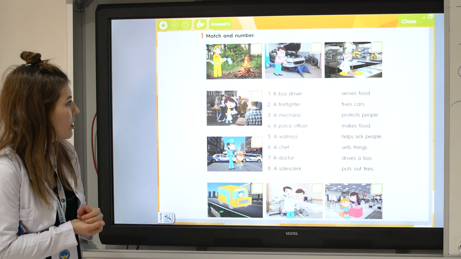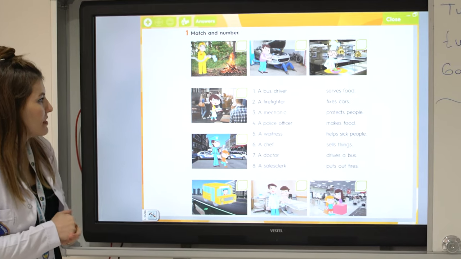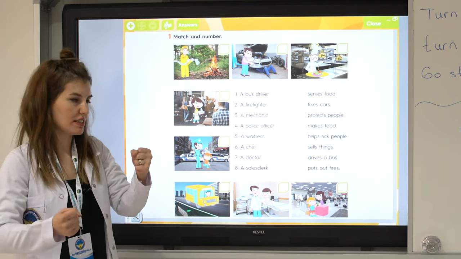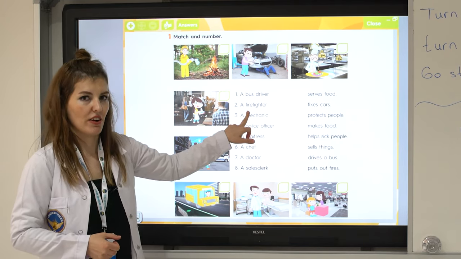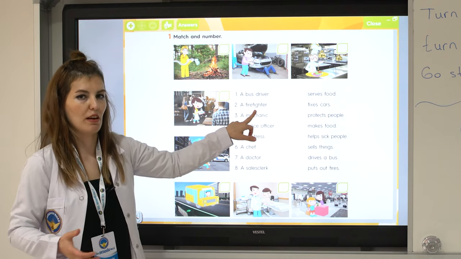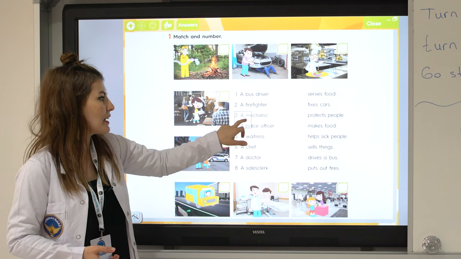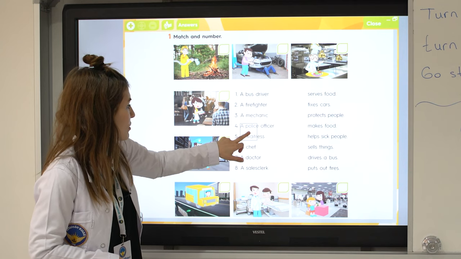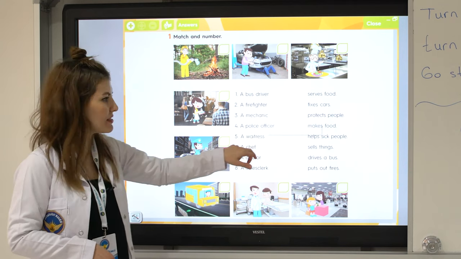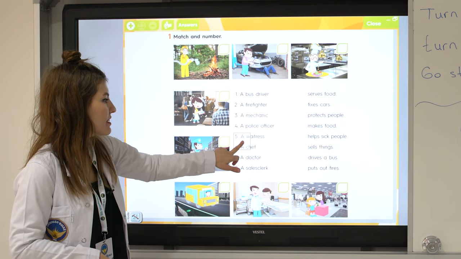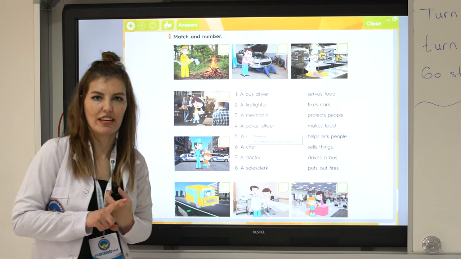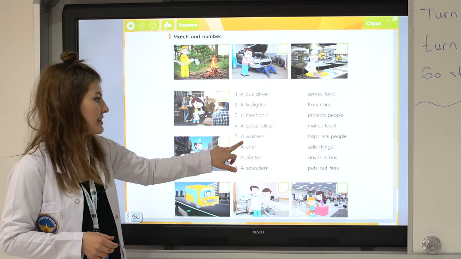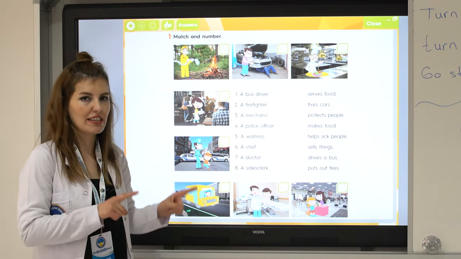I think all these community workers, a bus driver, we remember bus driver. Firefighter, a firefighter helps you if there is a fire, they can put out the fire. A mechanic can fix your car. A police officer works at the police station. Waitress is the same as waiter. If it's a man, you can say waiter. If it's a woman, a girl, you can say waitress. Waiter and waitress.